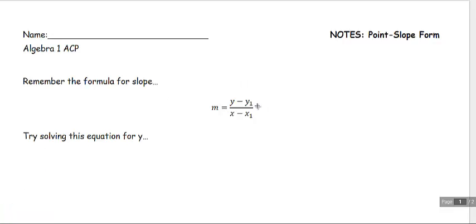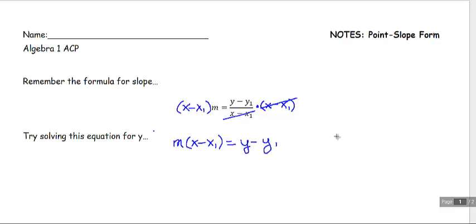The first thing I'm going to do is to multiply both sides by this denominator. That's what we like to do when we have fractions, right? And we don't like to keep the bottom of the fraction there. So I'm going to multiply by that. I'm going to rewrite this as m times x minus x1. On this side, the reason that we multiplied by that is to cancel out the denominator. So now we just have y minus y1.